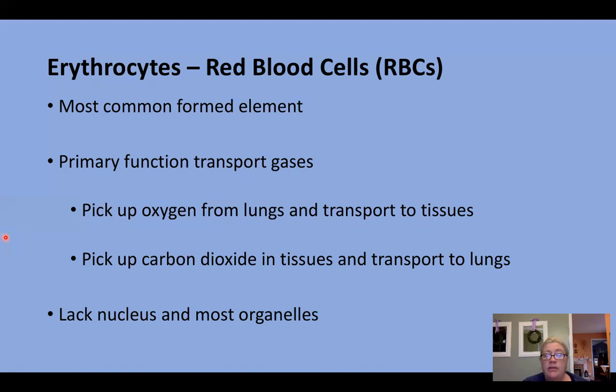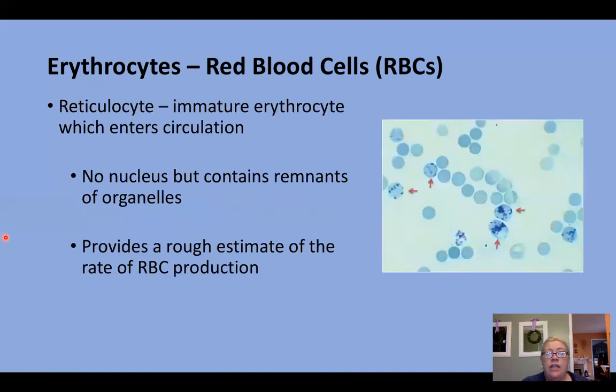I already mentioned this, but mature erythrocytes are going to lack a nucleus and most of the organelles. Remember, when the cell is maturing, when it becomes that reticulocyte, the last thing it does before that reticulocyte moves into circulation for its final maturation process is eject or get rid of its nucleus. So the reticulocyte is an immature erythrocyte which has entered into circulation.